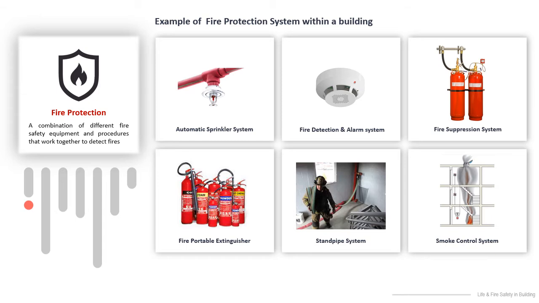For fire protection, here are some examples of fire protection systems within a building that you may see: automatic sprinkler system, fire detection and alarm system, fire suppression system, portable fire extinguisher, standby system, and smoke control system. And there are a number of fire protection systems that you may see in a building that are not listed here.